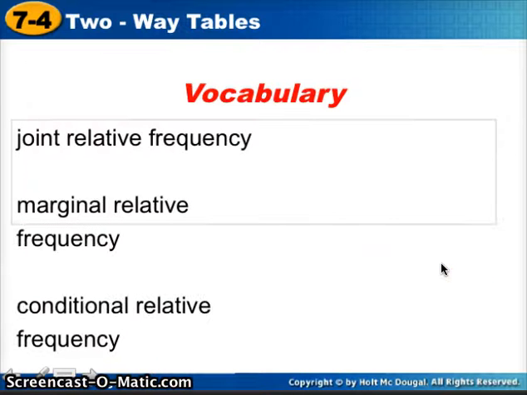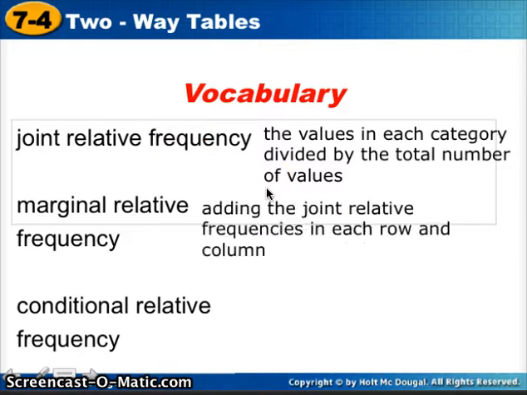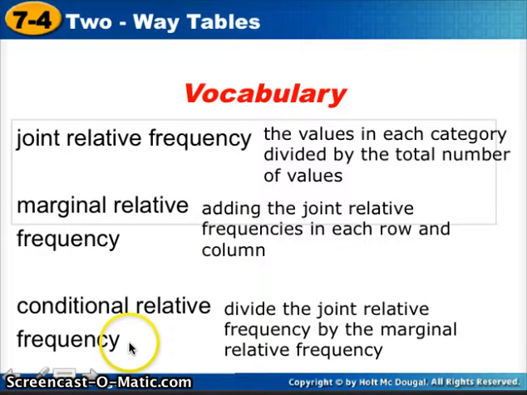So we have our joint relative frequencies, where we take the table and divide by the total. We have our marginal relative frequencies, where we add each column and each row to find the totals. And we have our conditional relative frequency, which is when we divide the two previous things: one of the totals from the row with one of the values from inside the table.